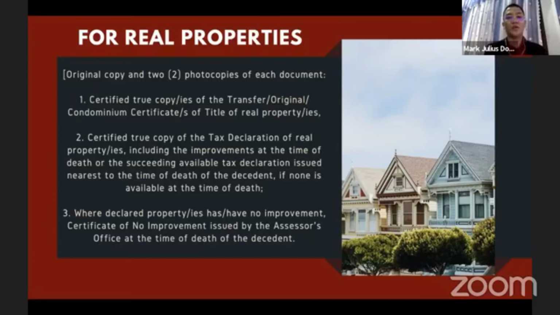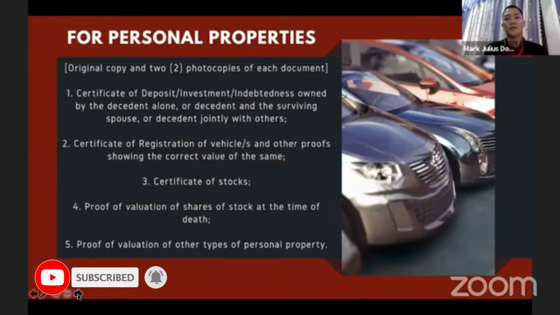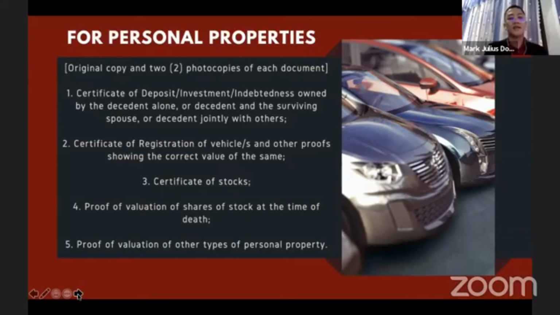If there is no improvement, a certificate of no improvement is needed. It is issued by the assessor's office. For personal properties, for the cash in bank, you'll have to present the certificate of deposit or investment or indebtedness owned by the decedent either jointly or not. Next is the certificate of registration of vehicles and other proof showing the correct value of those properties.